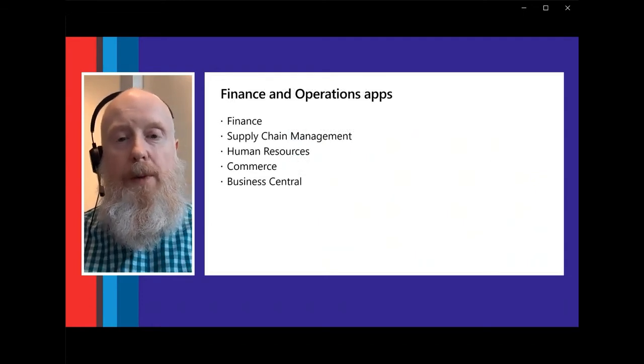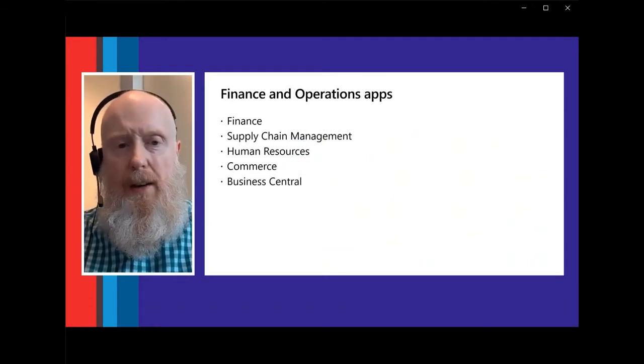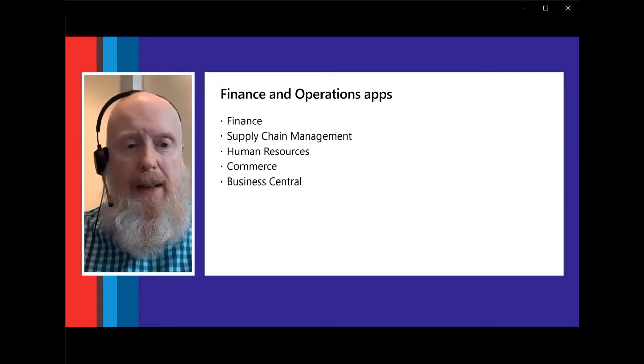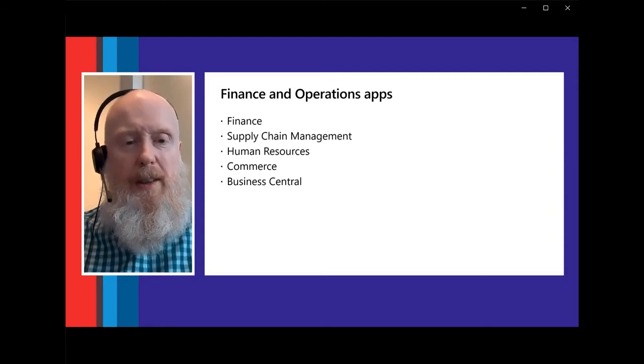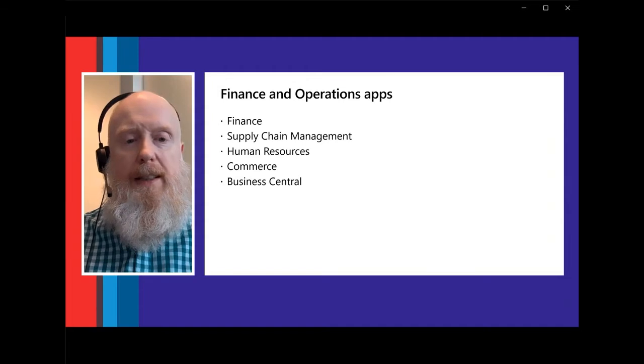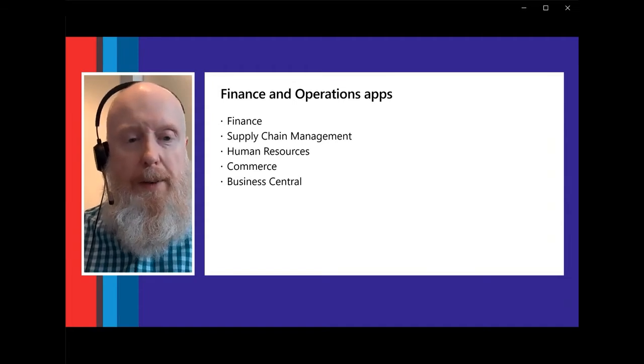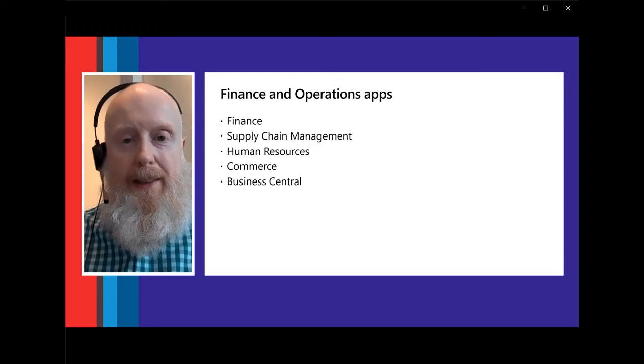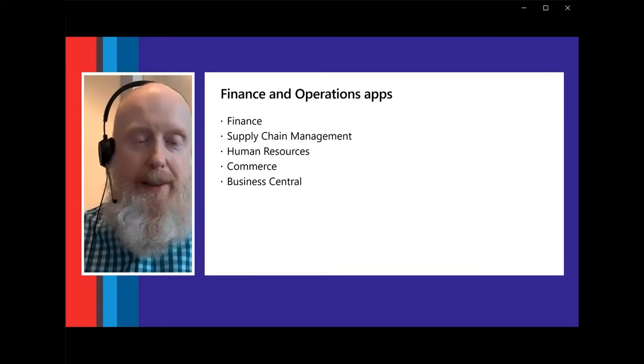When we look at the finance and operations apps, as I said, these are sophisticated applications that have come from the ERP, what used to be known as ERP, but they're now separate. They now do more than just ERP. So we'll look at finance, supply chain, and a couple of these others and see what they actually can do for you. Now, this looks a little bit scary, doesn't it?